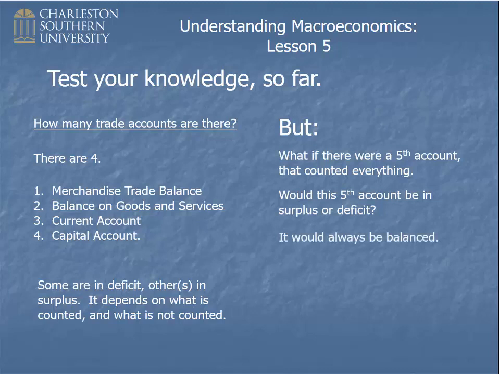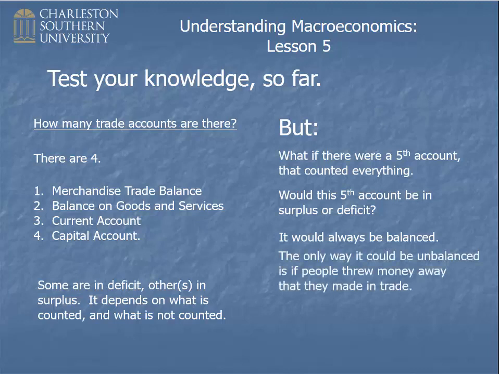It should be that the 5th account is always balanced. It will always be balanced if it counts everything. The only way it could be unbalanced would be if people threw money away that they made in trade. And of course, that's not likely. So this 5th account, let's call it the everything account, would be in balance all the time.